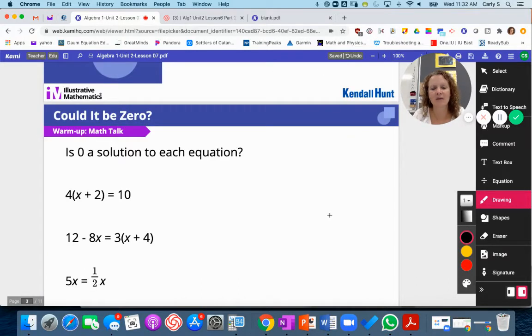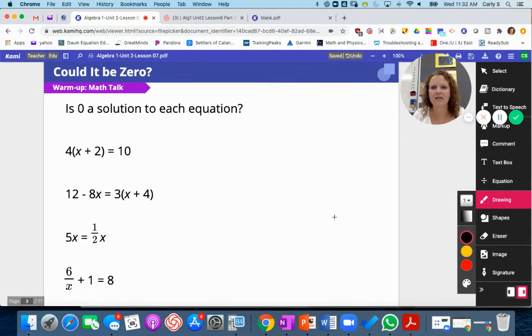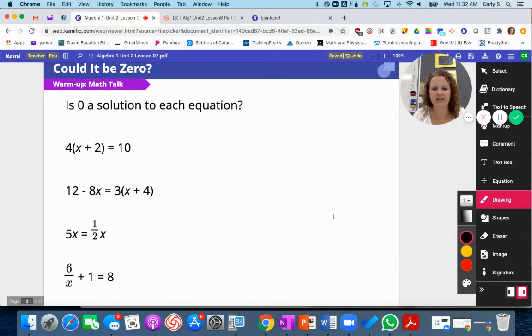So let's talk about solutions. Remember, a solution to an equation is something that you can plug into the equation and the equation is still true. The equation is still valid. So let's see if 0 is a solution to these equations. If I substitute 0 in for x and I check my equation, 0 plus 2 is 2. That equals 8, which is not equal to 10. So this is a no, not a solution.